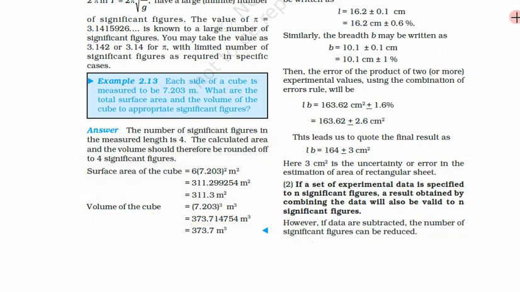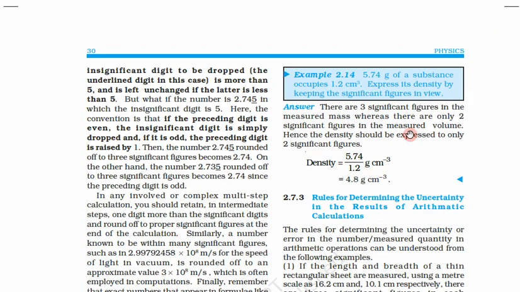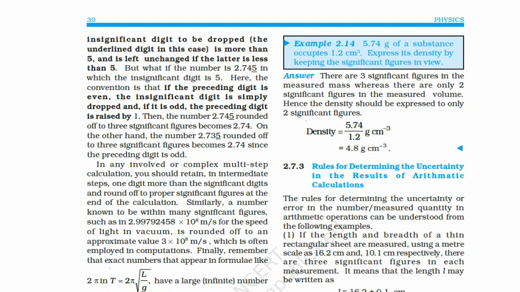Now let us see another problem. So example 2.14. 5.74 gram of a substance occupies 1.2 centimeter cube. Express its density by keeping the significant figures in view. So again we have to calculate the density, but we have to keep in mind the significant figures. So this number has 1, 2, 3 significant figures. This number has only 2 significant figures.